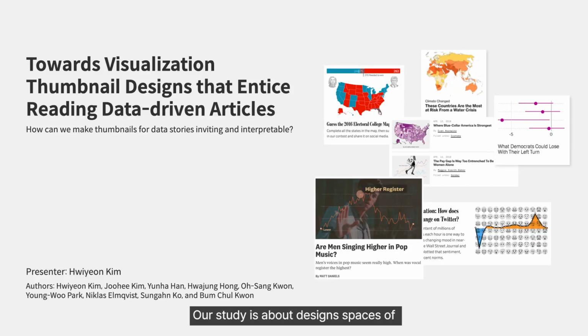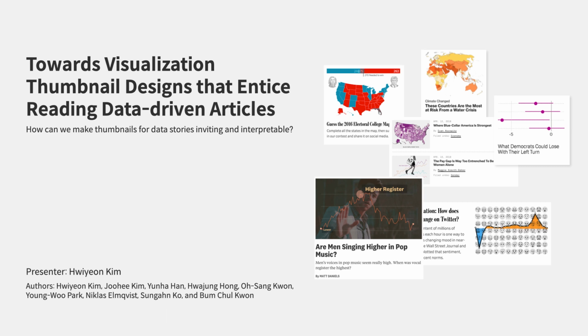Our study is about design spaces of news article thumbnails that include visualization. We investigated thumbnail designs that support both interpretability and appeal.